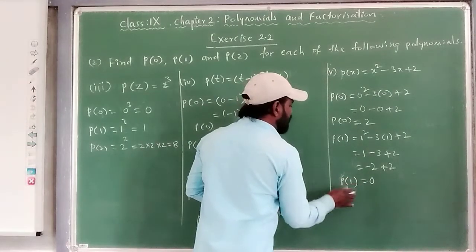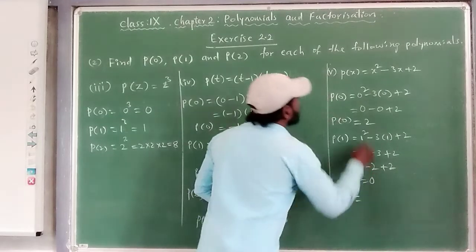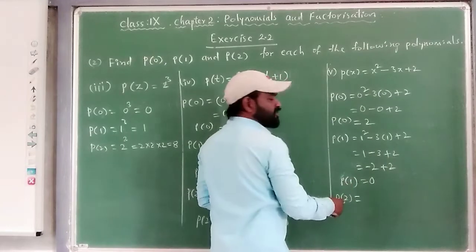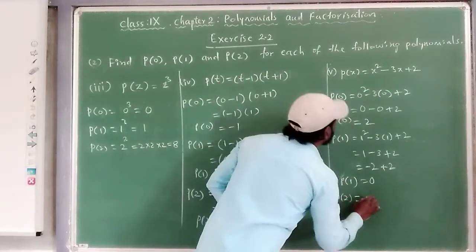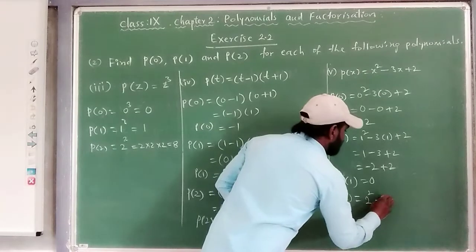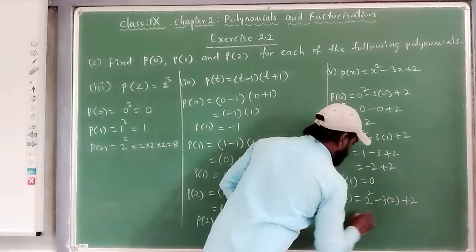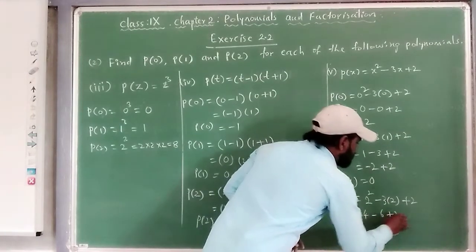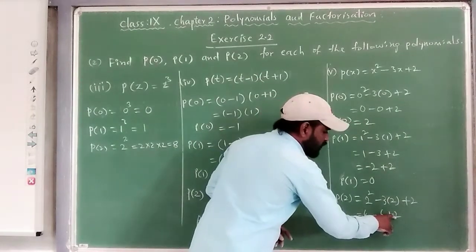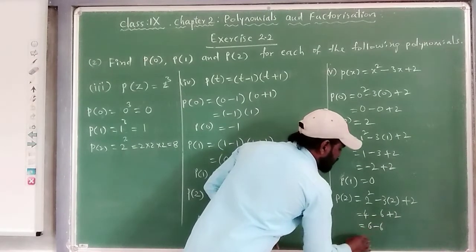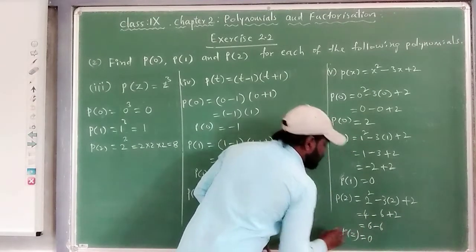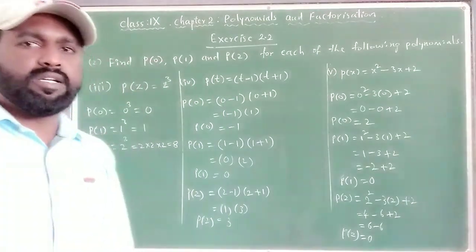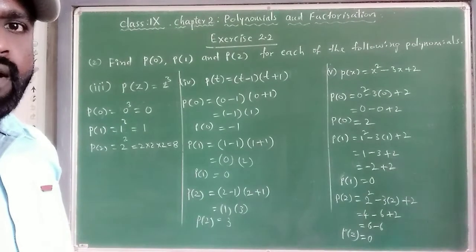Next, P of 2 also we need to find. That means P of x is equal to x square minus 3x plus 2. So in place of x, put 2. Just find 2 square minus 3 into 2 plus 2. 2 square is 4, minus 3 into 2 is 6, plus 2. 4 plus 2 is 6, and 6 minus 6 is 0. P of 2 is also 0. So very simple problems of this kind. Hope you all understood. So let's move on to the third question.